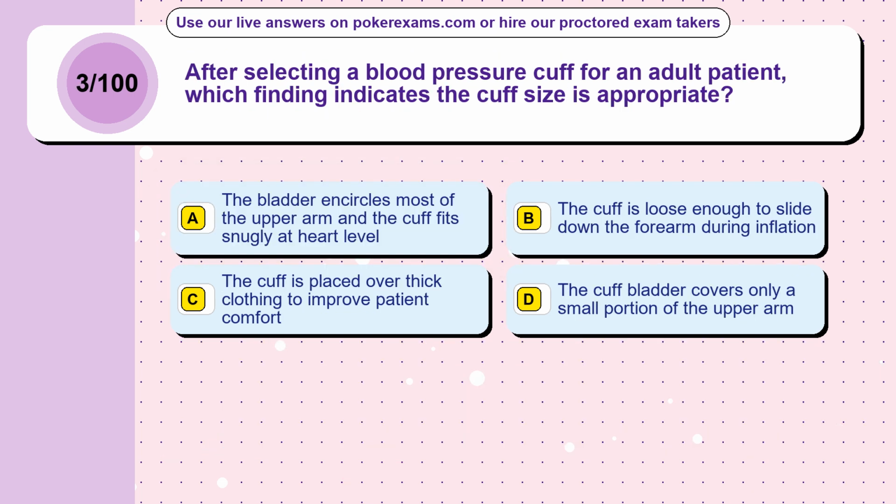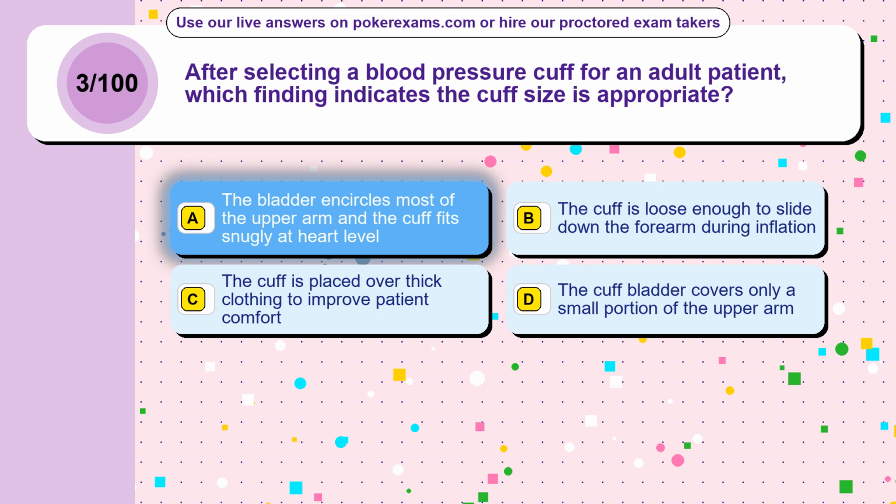Question 3. After selecting a blood pressure cuff for an adult patient, which finding indicates the cuff size is appropriate? Option A. The bladder encircles most of the upper arm and the cuff fits snugly at heart level. Option B. The cuff is loose enough to slide down the forearm during inflation. Option C. The cuff is placed over thick clothing to improve patient comfort. Option D. The cuff bladder covers only a small portion of the upper arm.